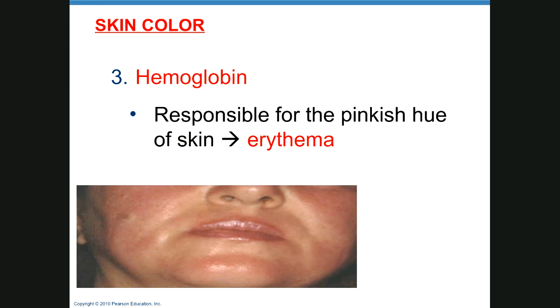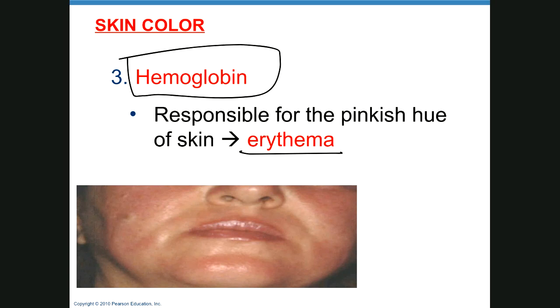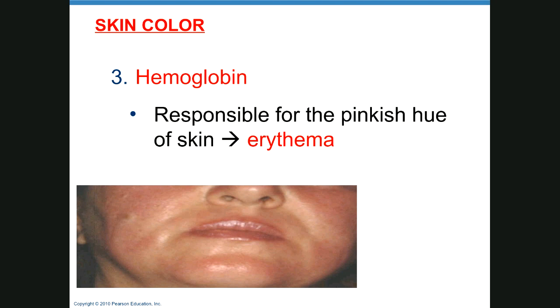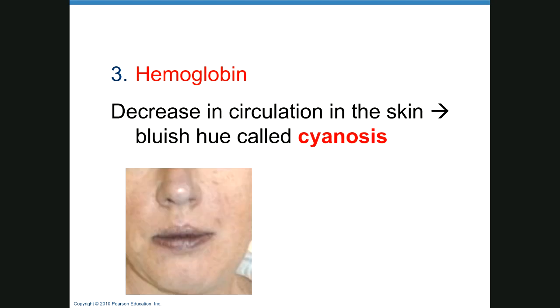Hemoglobin, the presence of hemoglobin could change the skin, give it a reddish hue. The condition may be called erythema, and it's especially noticeable in light skin colors. Now, if hemoglobin could give skin a reddish tone, lack of hemoglobin could give it a bluish tone. So a lack of circulation in the skin turns the skin bluish. The condition is called cyanosis.